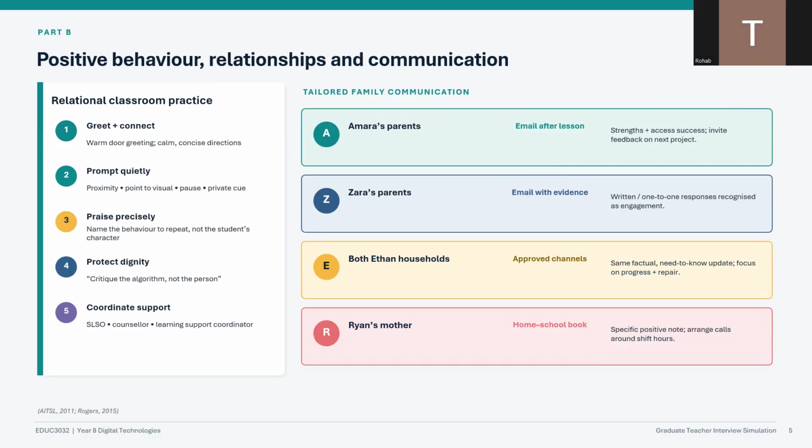For example, I would email Amara's parents a strengths-based update describing her success and achievements, and invite feedback on adjustments. Similarly, for Ryan's mother, I would use the homeschool communication book with one specific positive observation, and if a pattern needs discussion, arrange a call at an agreed time outside of shift. So keep in regular touch with the family because it is an important part of a student's journey.